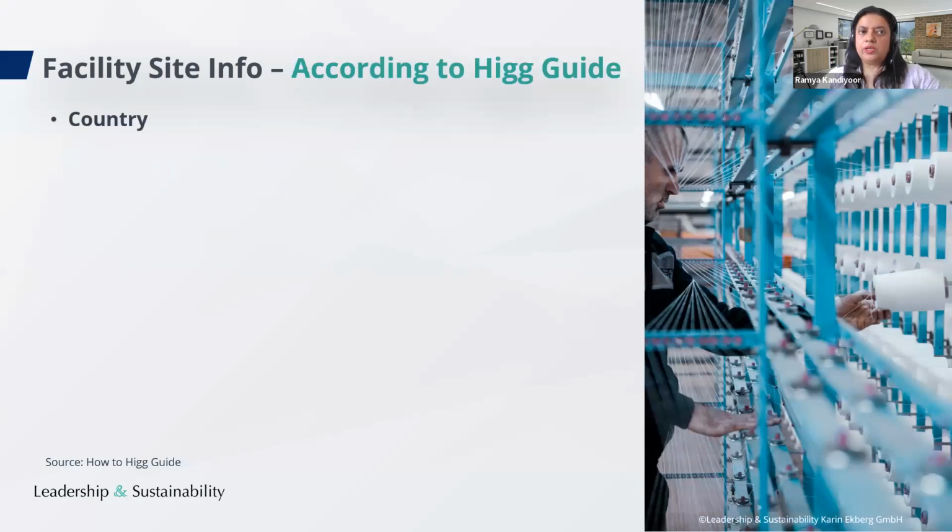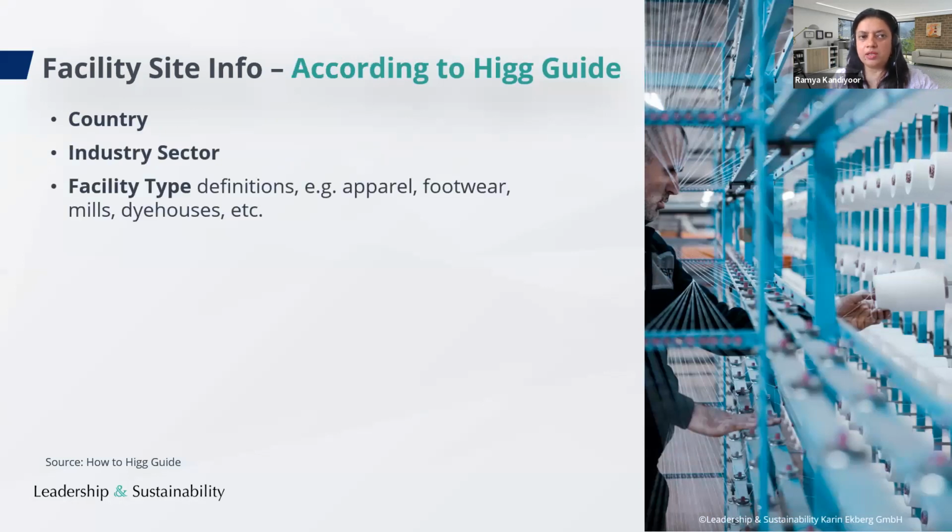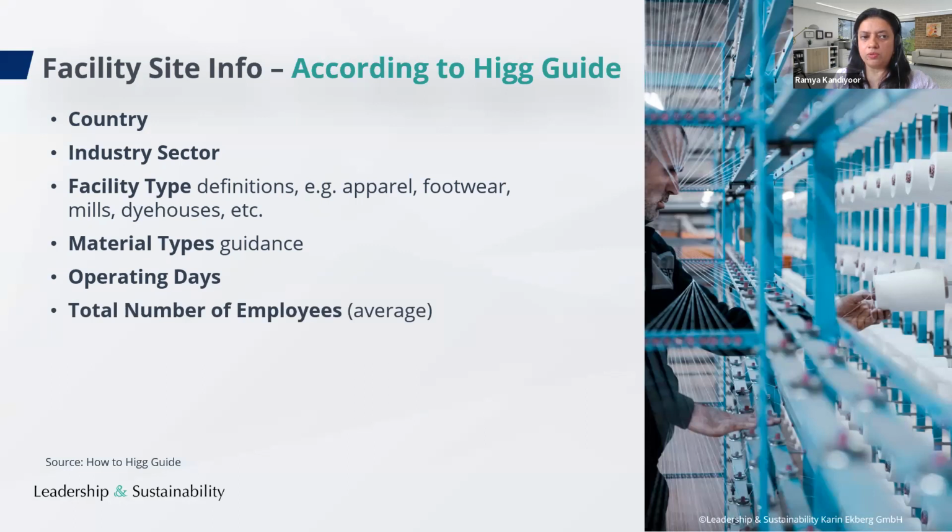Okay, let's move forward. Here we have some of the questions that are going to be asked in the facility info and permit section. The first part would be the country, the industry sector, and the facility type, whether you are an apparel, footwear, mill, dye house, etc. What are the types of material that you are utilizing in your facility? Here you would have to indicate all of the materials that you are using. For example, if you are a footwear manufacturer and you are using foams, shoe uppers, etc., all of that would need to be indicated.